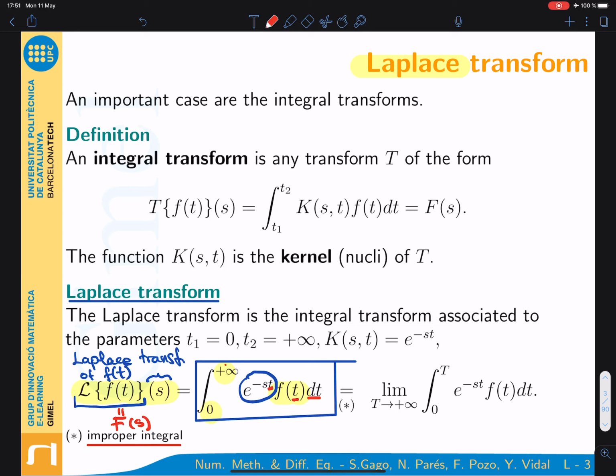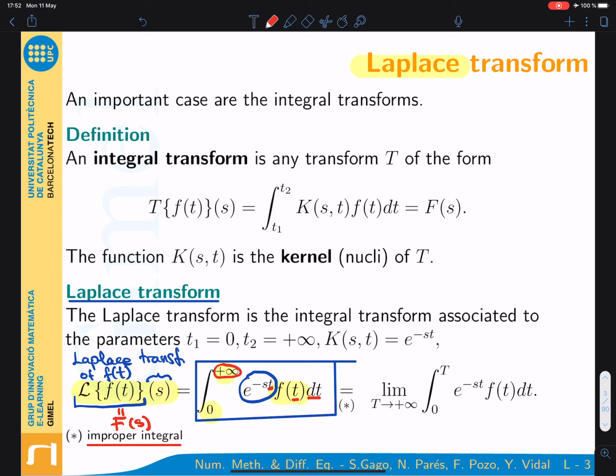It's an improper integral because one of the points that defines the integral is infinite. So this is an improper integral, and it is basically defined as you can see here. This integral of the function times the exponential.